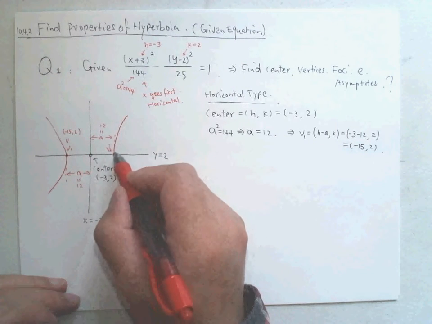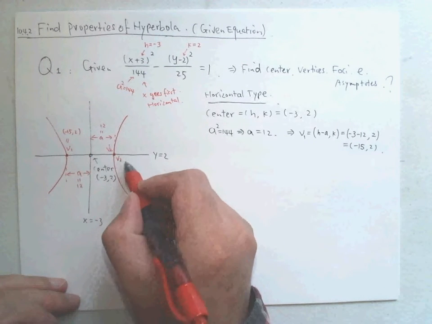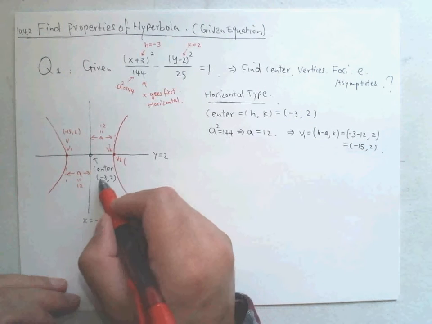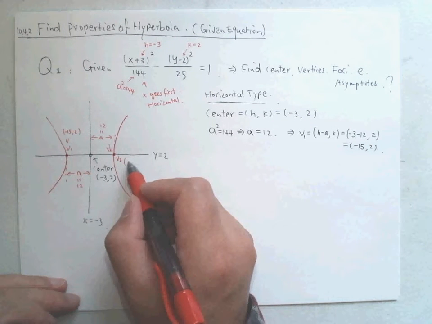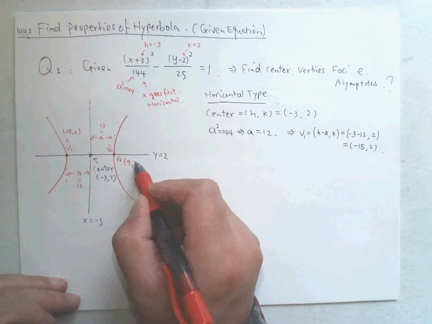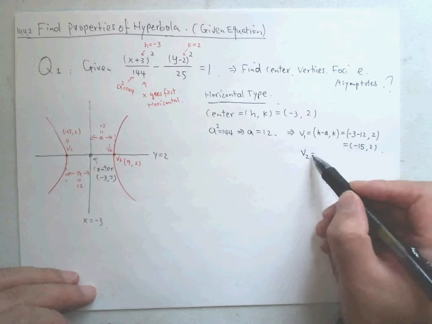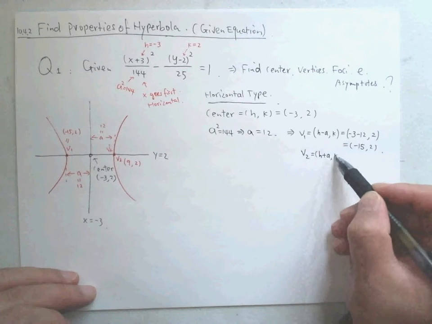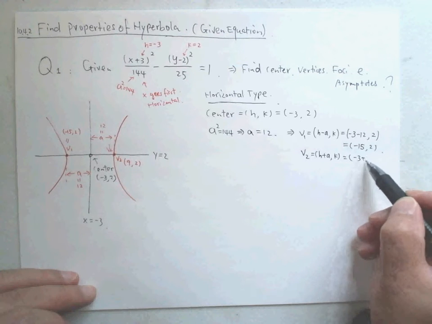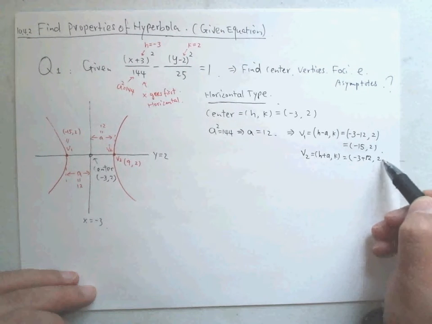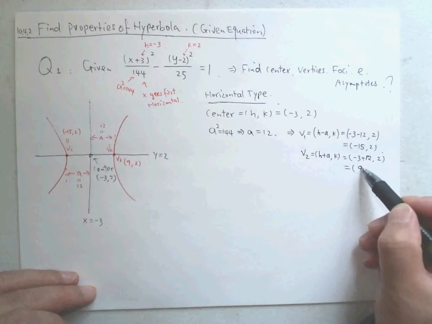The same way, we find V2. V2 is negative 3 plus 12, which is 9, and then 2. So V2 is (h plus a, k), which is negative 3 plus 12 and 2. The calculation is 9, 2.